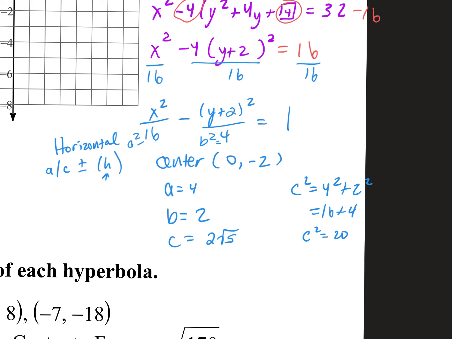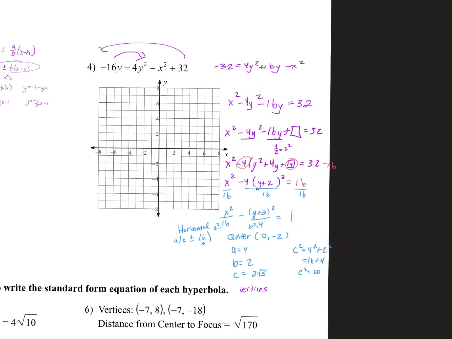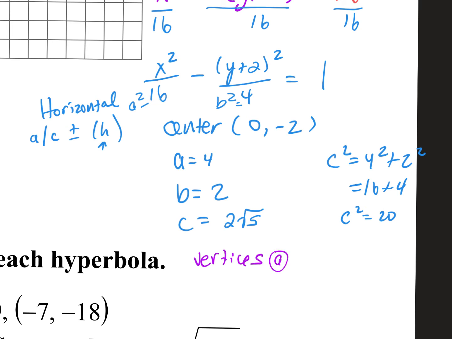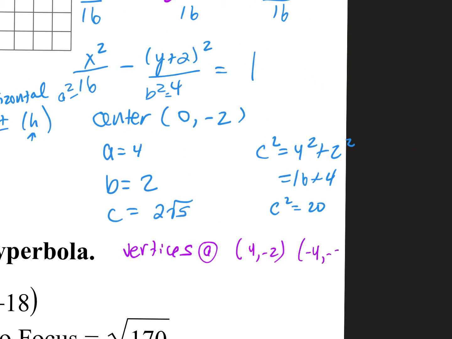So, vertices. Vertices is the distance from the center to the vertice. How far is it from the center to the vertice? How many units either direction? Vertices goes with what letter, guys? A, B, or C? A. Okay, good. So my vertices, I'm going to add and subtract the a value from the center. So what's 0 plus 4? So 4, negative 2. And then what's 0 minus 4? Negative 4, negative 2. Good.